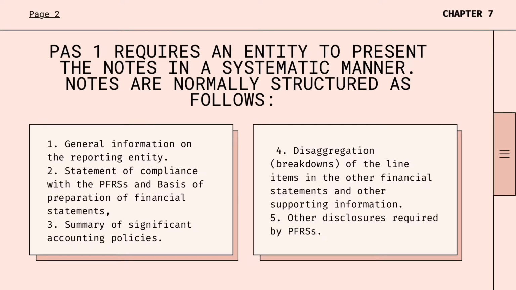So notes are structured with the following components. First is general information on the reporting entity. Second is statement of compliance with the PFRSs and basis of preparation of financial statements. Third is summary of significant accounting policies. Fourth is disaggregation or breakdowns of the line items in the other financial statements and other supporting information. And last are the other disclosures required by PFRSs.